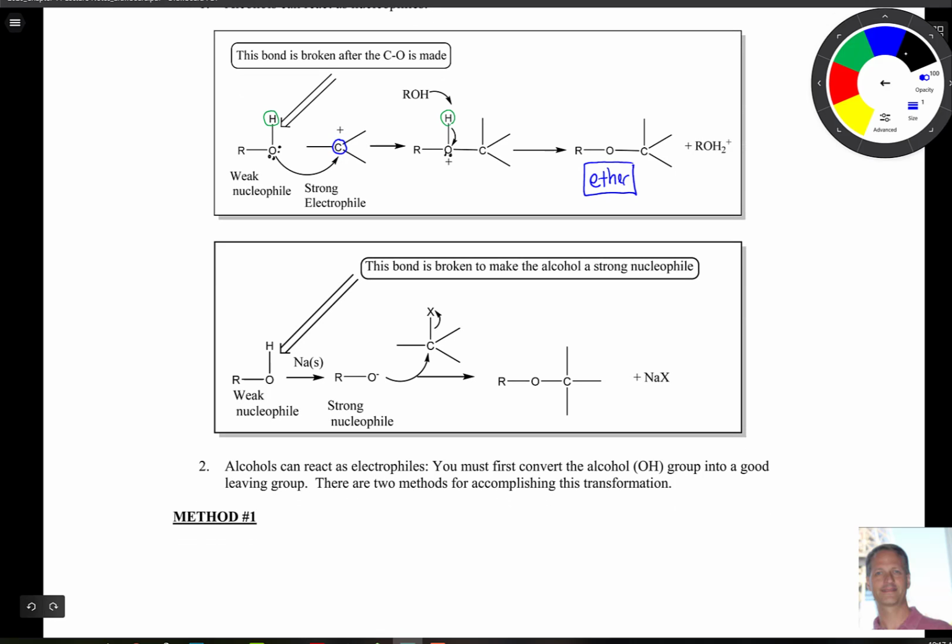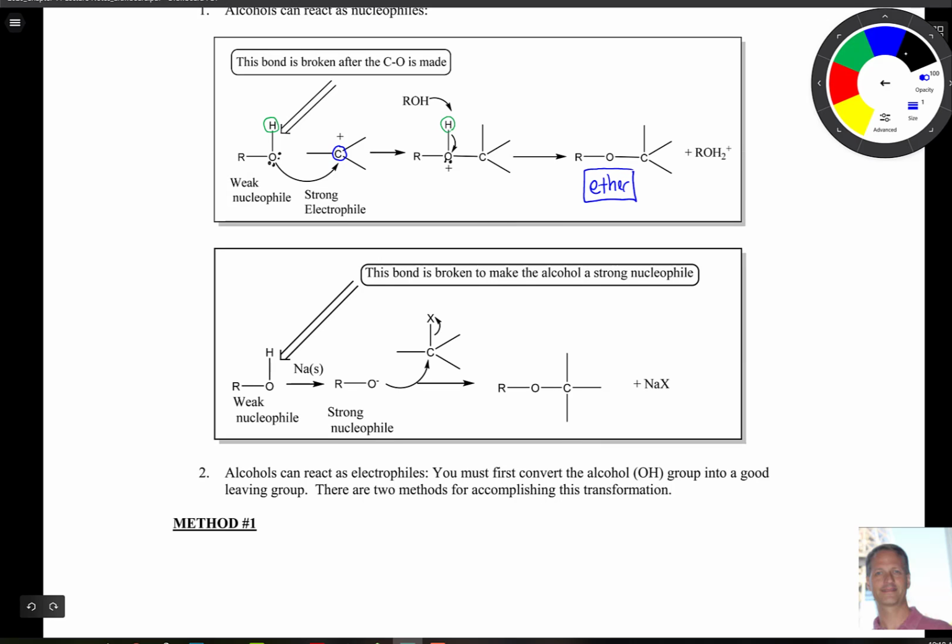Note that up above it says this bond is broken after the carbon-oxygen bond is made. Here, the bond is broken to make the alcohol a stronger nucleophile. So we take a weak nucleophile and add something like solid potassium. We could add solid sodium also, as we see in this specific case. That forms a strong nucleophile that could then undergo a reaction that looks like an SN2, plus or minus E2, depending on all the conditions of what that substrate looks like.